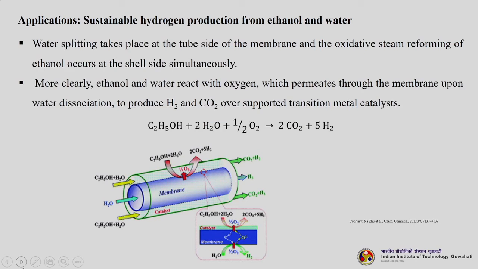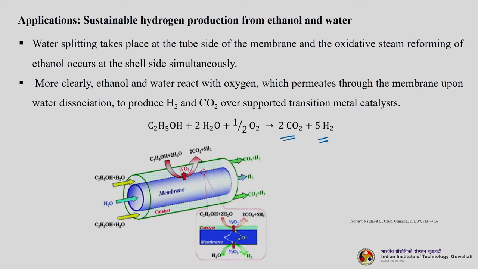So, sustainable hydrogen production from ethanol and water. The water splitting reaction takes place at the tube side of the membrane, and the oxidative steam reforming of the ethanol occurs on the cell side simultaneously. Two reactions are happening, one is this water splitting reaction, another is the ethanol steam reforming reaction. So, you see ethanol plus 2 water plus half oxygen is giving us 2 carbon dioxide plus 5 hydrogen. More clearly, ethanol and water react with oxygen, which permeates through the membrane upon water dissociation, to produce hydrogen and carbon dioxide over supported transition metal catalysts.